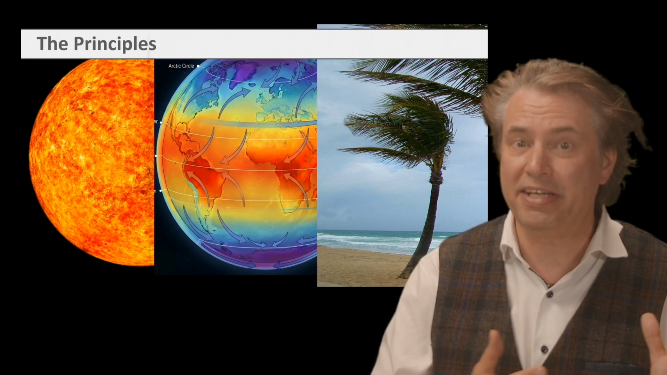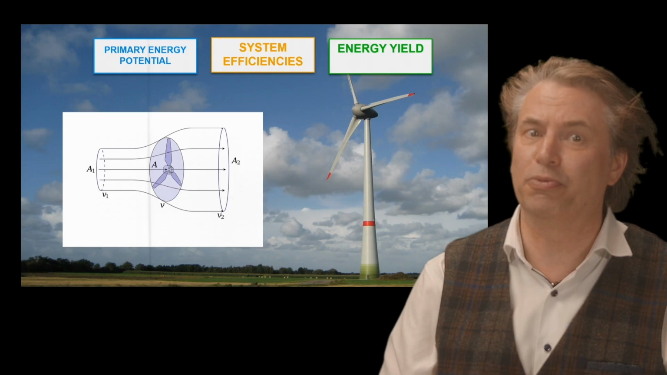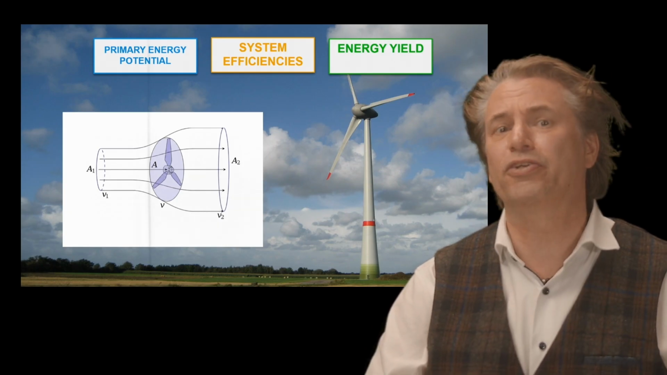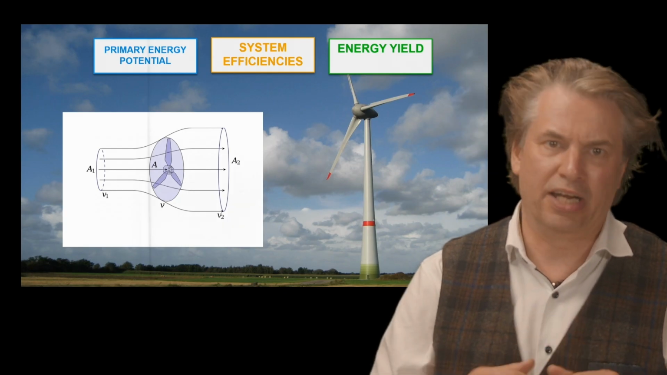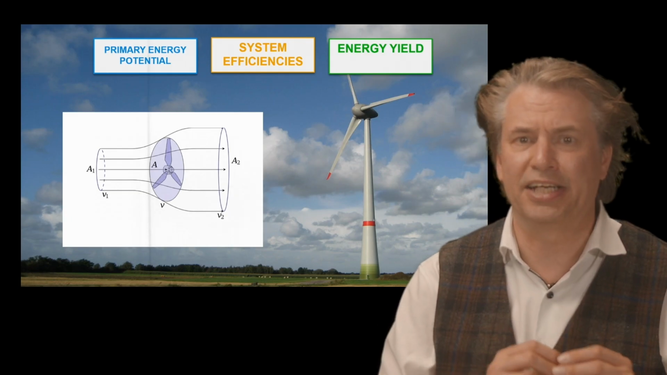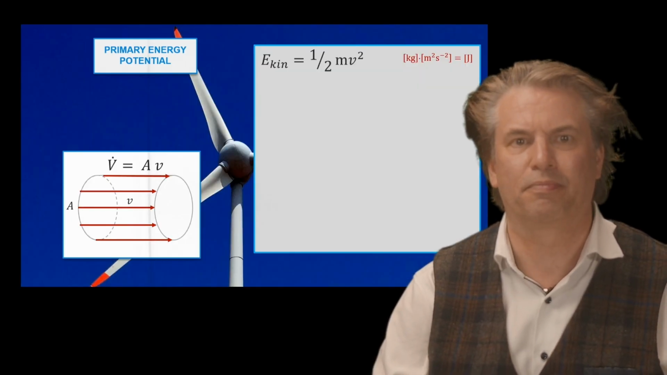The wind carries kinetic energy, which is converted into mechanical energy by means of a wind turbine. Next, a generator converts the mechanical energy into electrical energy. An electronic converter in combination with a transformer links the generator to the grid, ensuring maximum power.